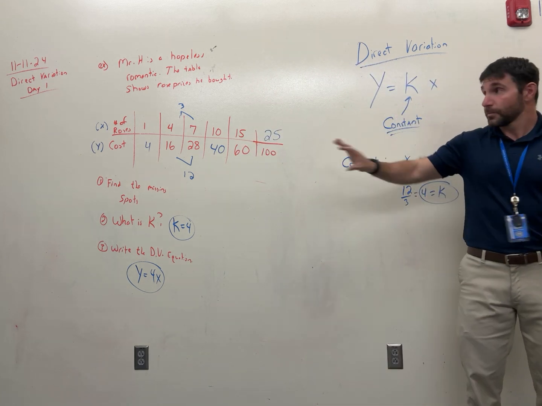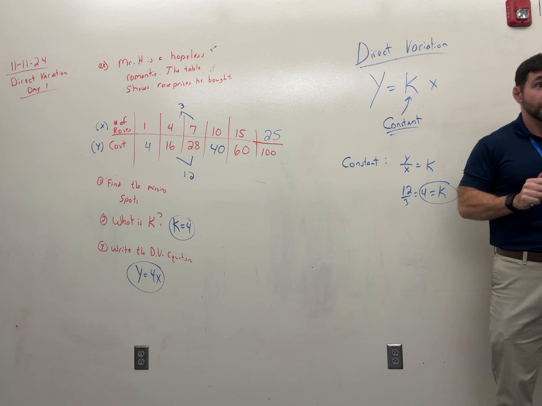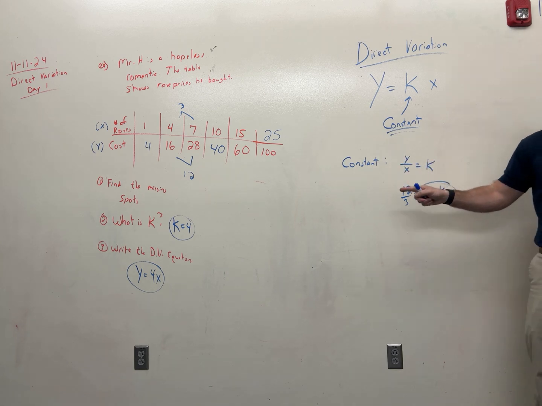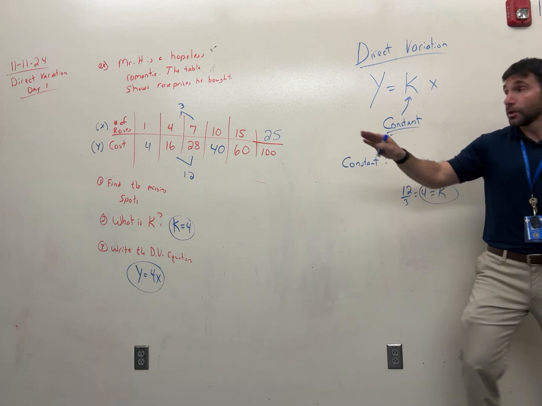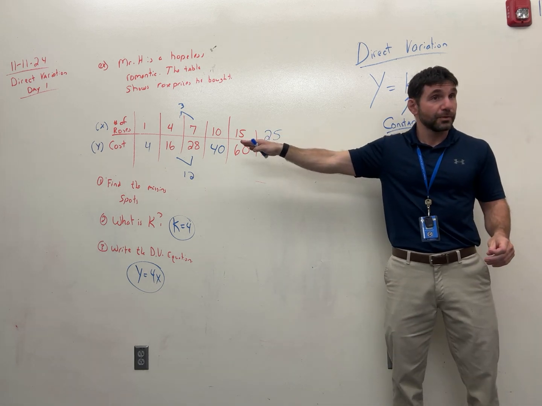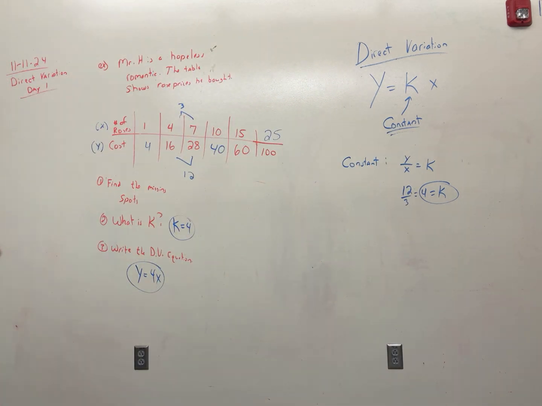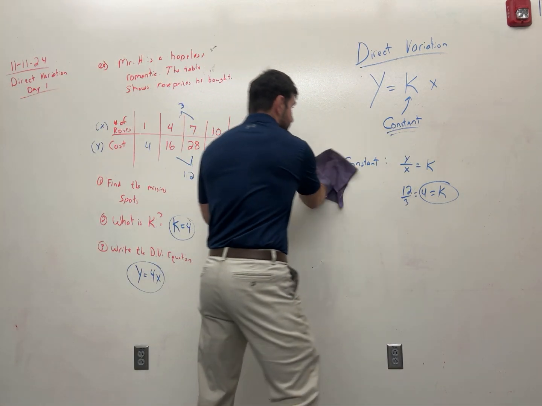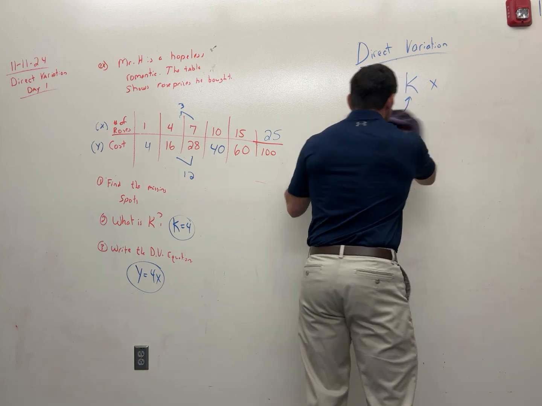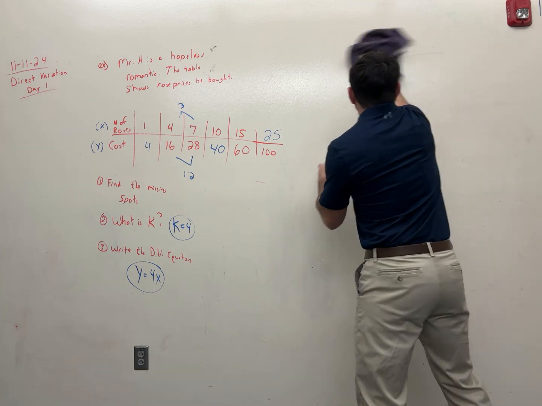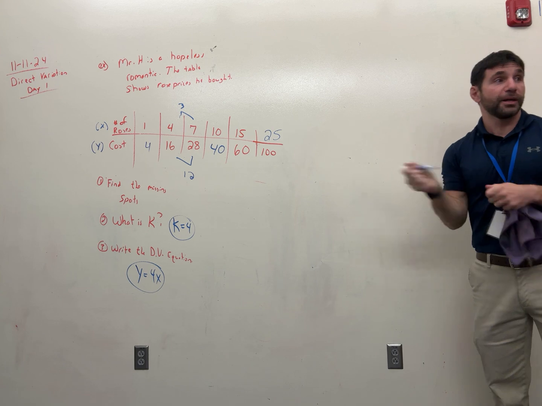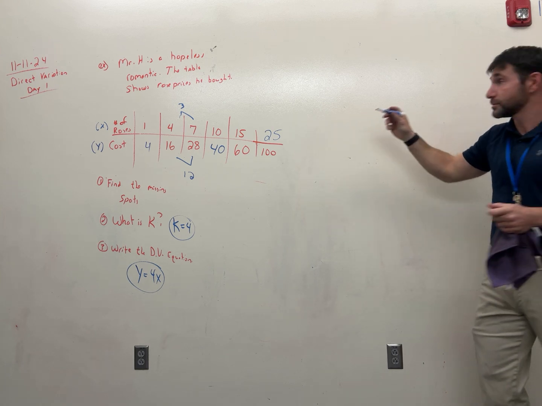Y'all, this is direct variation. Was this hard? You guys made the equations. You found the constant. Could I graph this? Now, watch this. Here's my question for you. I'm going to erase this. This would be too big to graph, right? Nobody wants to graph 25, 100.